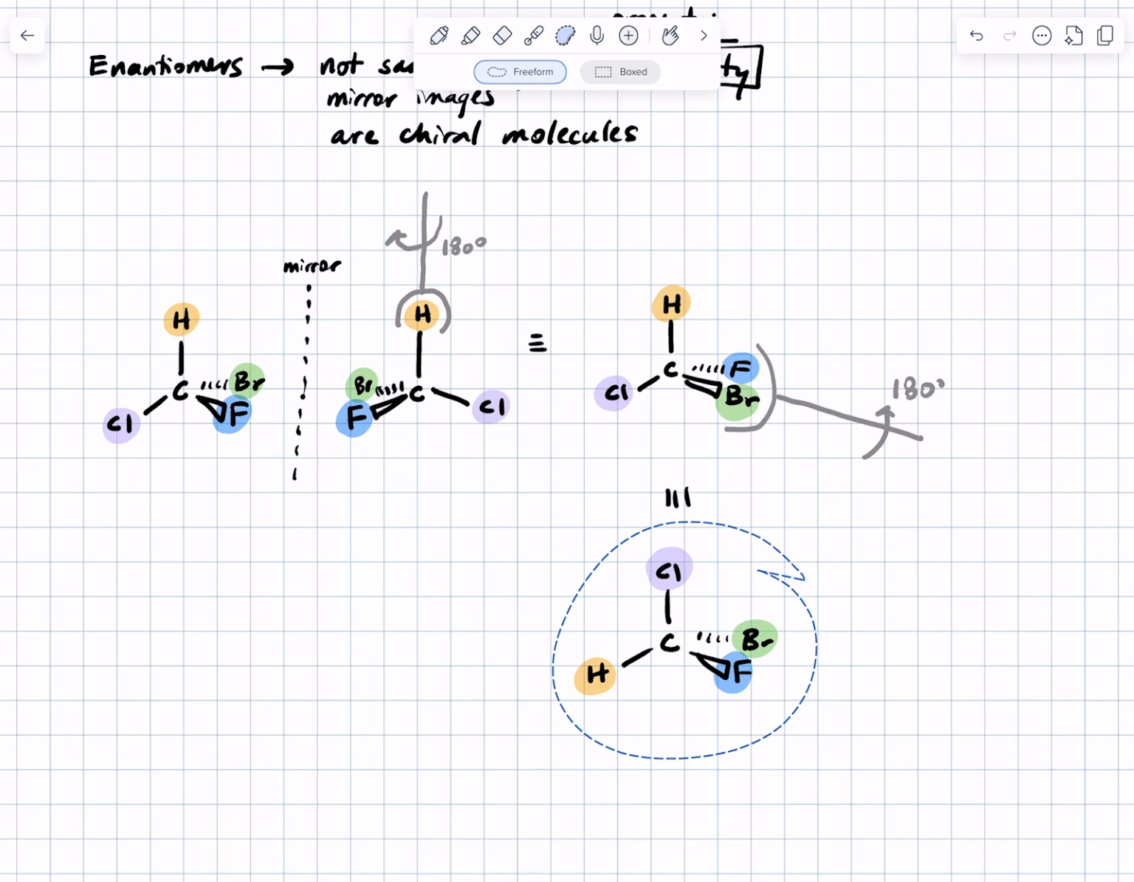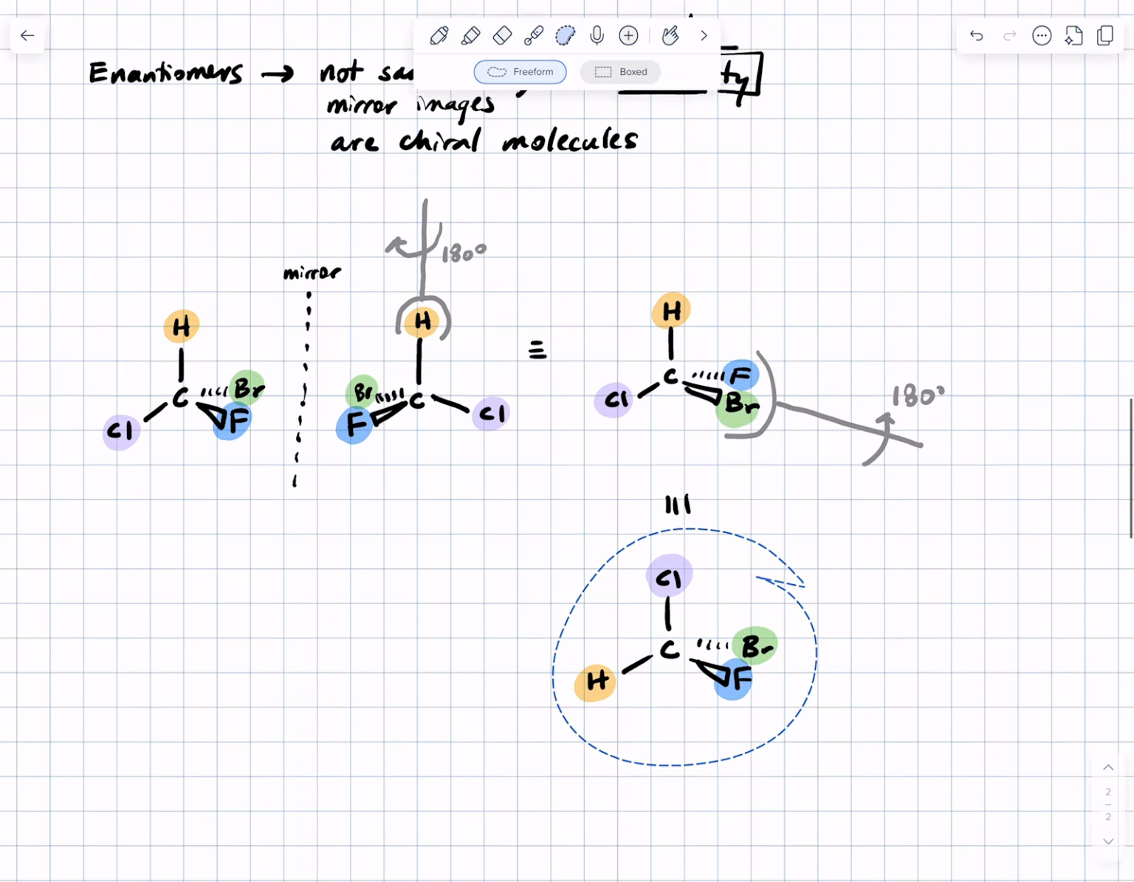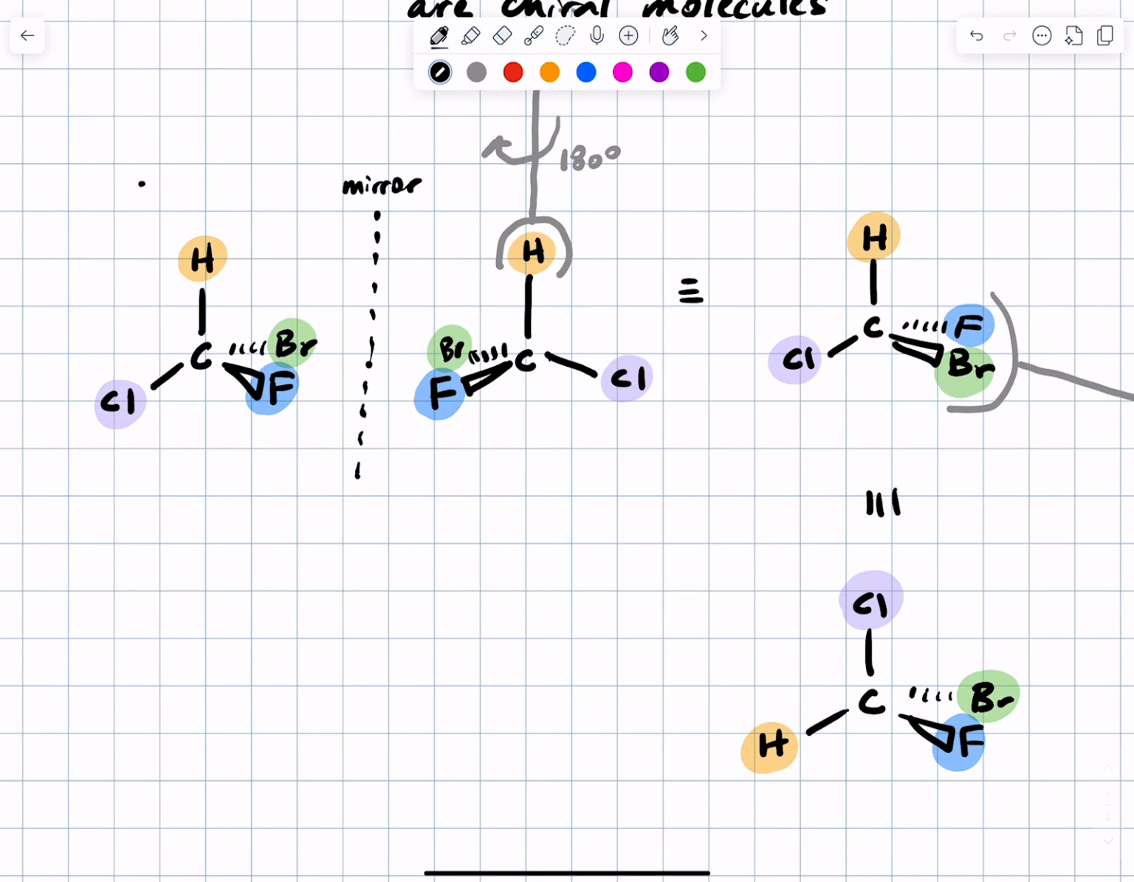Okay? All right. Now, molecules that are not the same as their mirror images are chiral, as I said, and have an enantiomer. So, this molecule is chiral, this molecule is chiral, and the relationship between the two is they are enantiomers. Let's be really specific here.